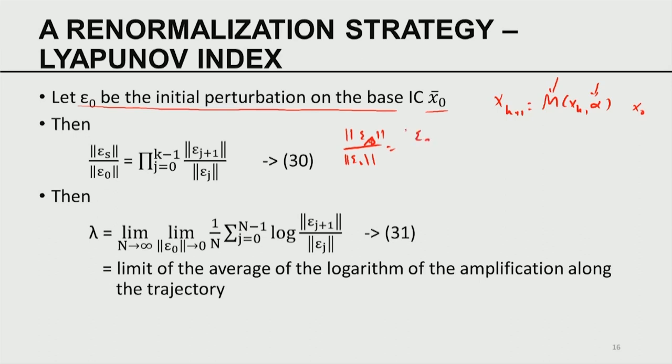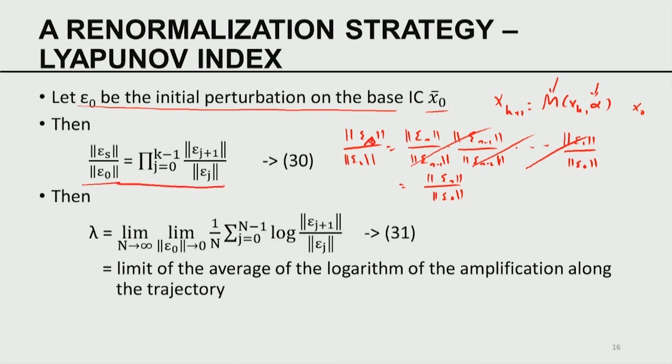What is that? Epsilon S divided by epsilon S minus 1, times epsilon S minus 1 divided by epsilon S minus 2, and likewise down to epsilon 1 divided by epsilon naught. All the cross terms cancel, leaving behind epsilon S divided by epsilon naught. Therefore, this ratio is equal to the product of the ratios between two successive times. So what are we interested in? I am interested in the ratios at two successive times, the product of which gives you the ratio of epsilon S to epsilon 0. So you can readily see this product is given by this ratio.